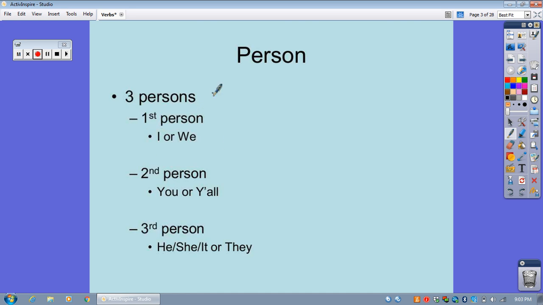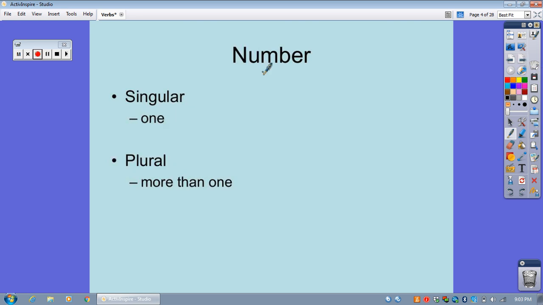And we break it up into three persons. You've got first person, and that would be I or we. Second person is you or y'all. And third person is he, she, it, or they. Okay, so we've covered person. Now, what do we mean by number? Number means singular versus plural, whether or not one person is doing the action or more than one.